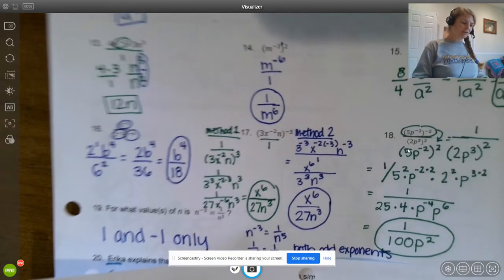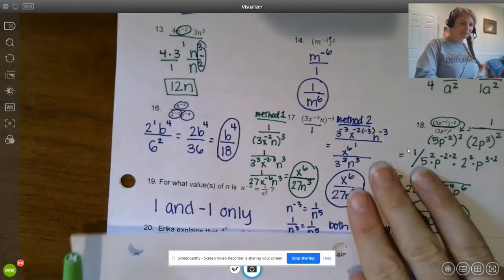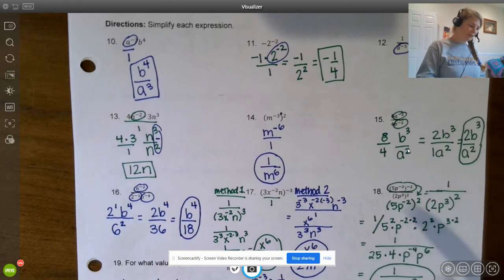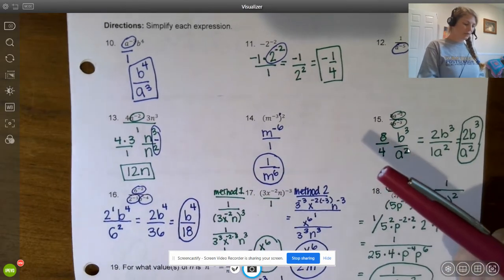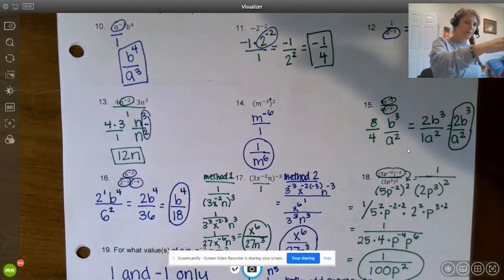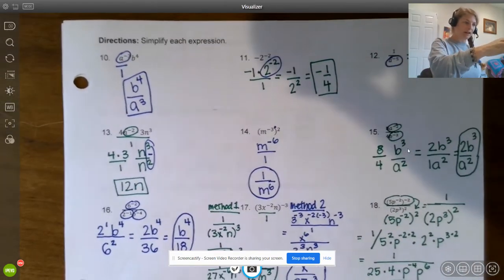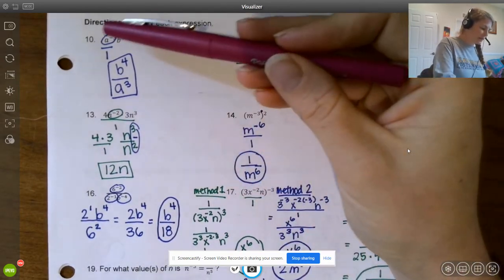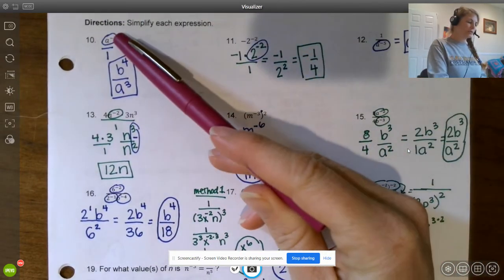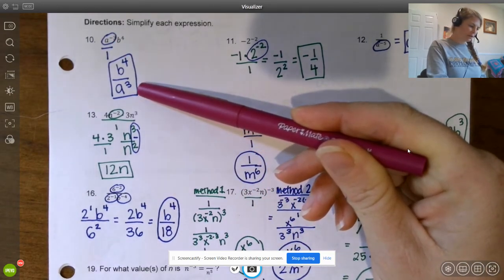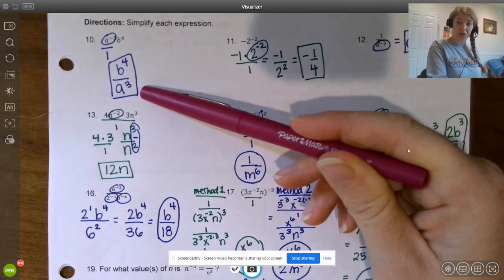Okay, let's take a look at how we did. So taking a look at 10 and 11, and if you just wanted to check your answers really quickly and you don't need to go over them, that is totally fine. So taking a look at 10, that a to the negative third is the only power that needs to cross the line, change the sign. Final answer, b to the fourth over a to the third.